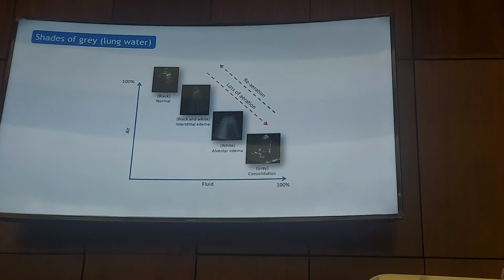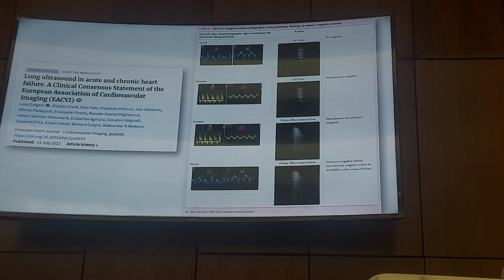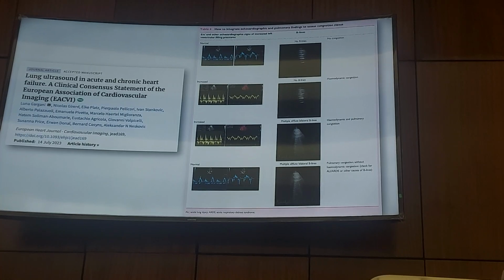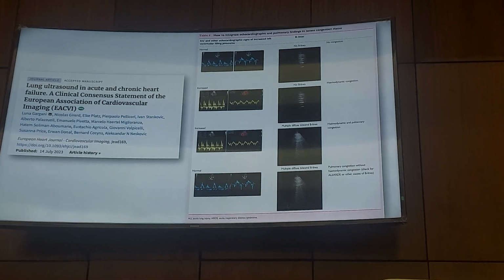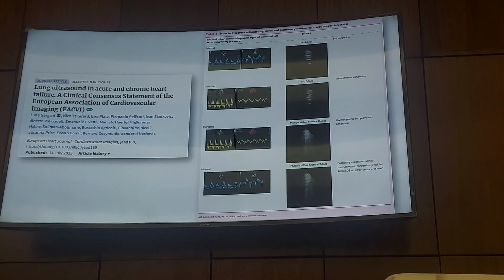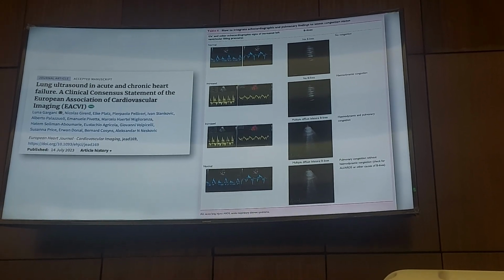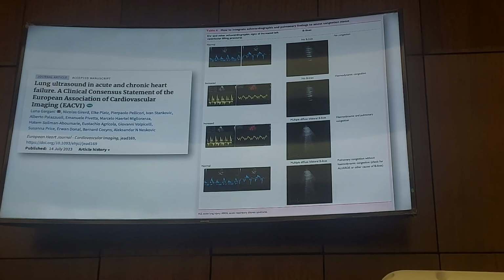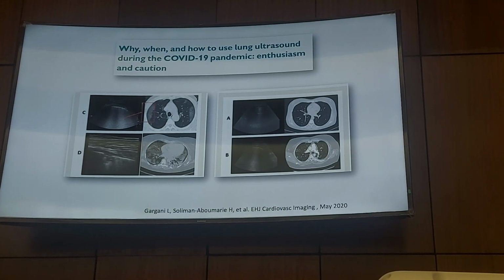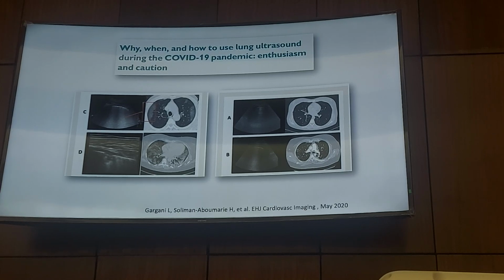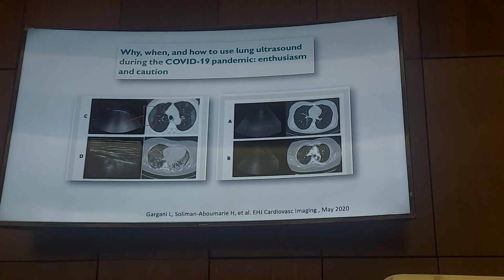or progression of aeration. And this is a consensus document, open access, published by the ESCVI for using lung ultrasound in acute and chronic heart failure. There are lots of tables and algorithms to integrate lung ultrasound with echocardiography in managing patients with heart failure. Now the question: how can I differentiate between heart failure and infection if I see B lines?